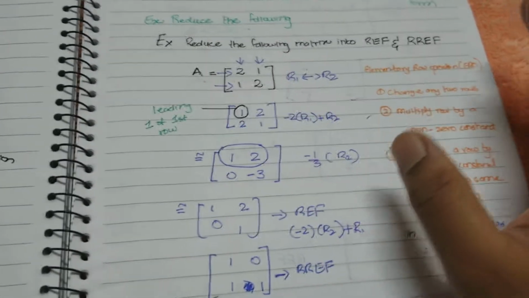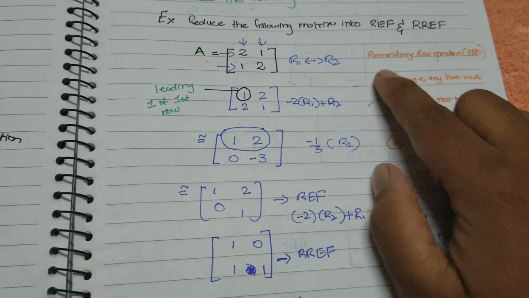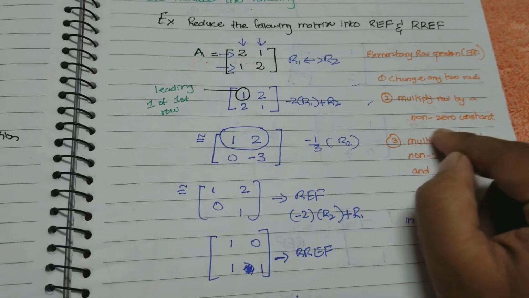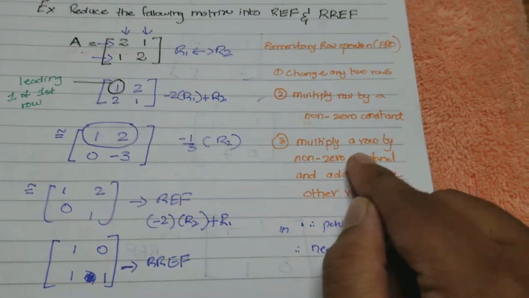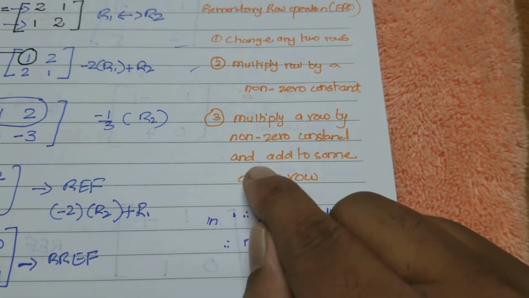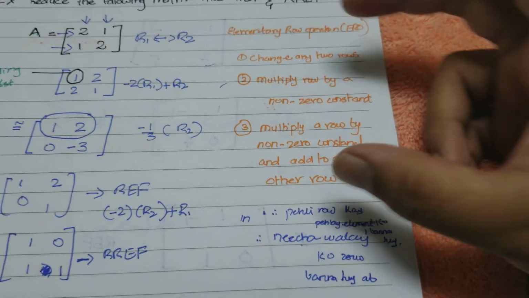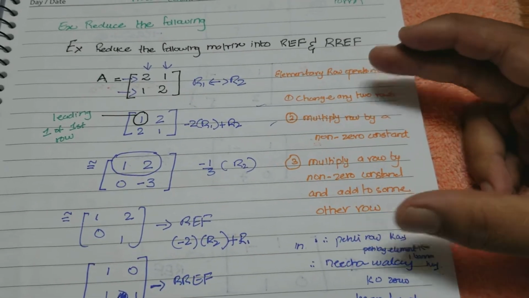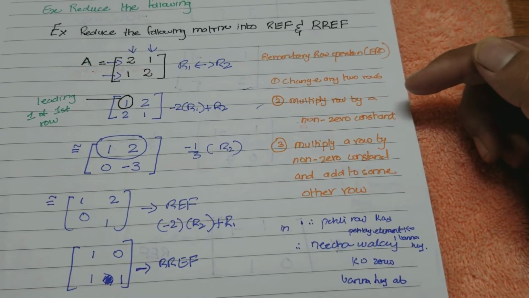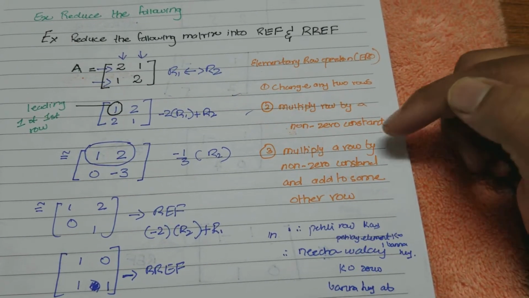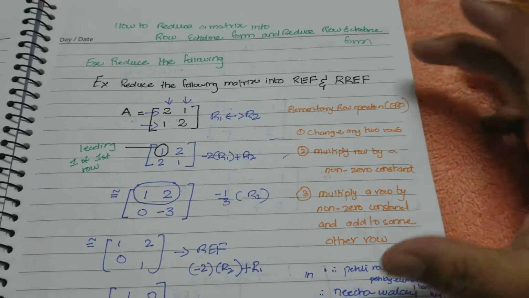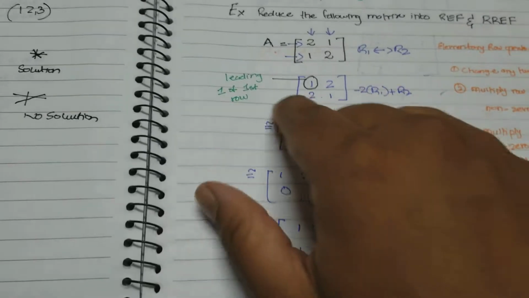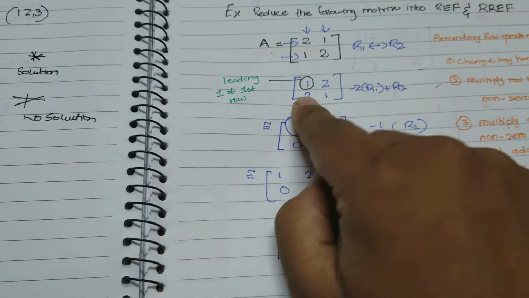These are the rules that we have to keep in mind. We cannot go out of these rules. Change any two rows, multiply a row by a non-zero constant, and multiply a row by a non-zero constant and add it to some other row. We'll get to this in a while, but you have to keep these three rules in mind. For the time being, forget about this. I'm going to come back to it, so be patient.